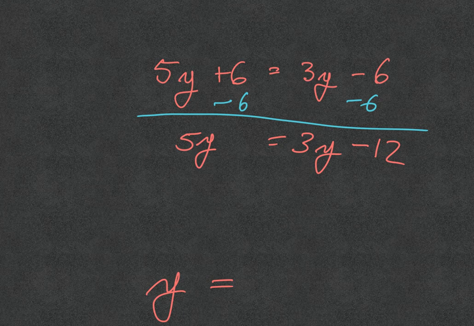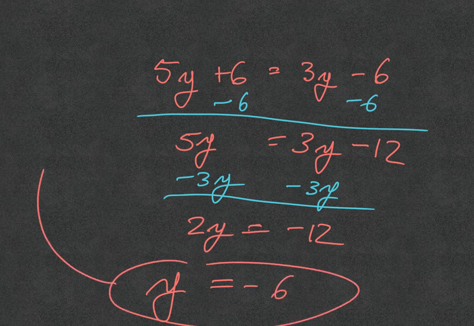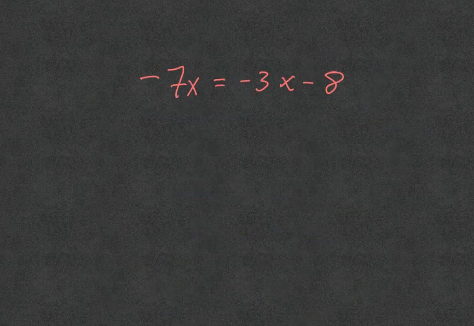Need to move my y's to the other side. To do that, I'm going to subtract 3y. A common mistake right here is people will divide by 3y because they think it's multiplying, but it's not. It's being held together with this subtraction over here. So to get rid of a positive 3y, I subtract 3y, leaving me with 2y equaling negative 12. Divide both sides by 2, y is negative 6. Go back in, and if you plug that number in for each of the y values, I should get the same number on both sides.